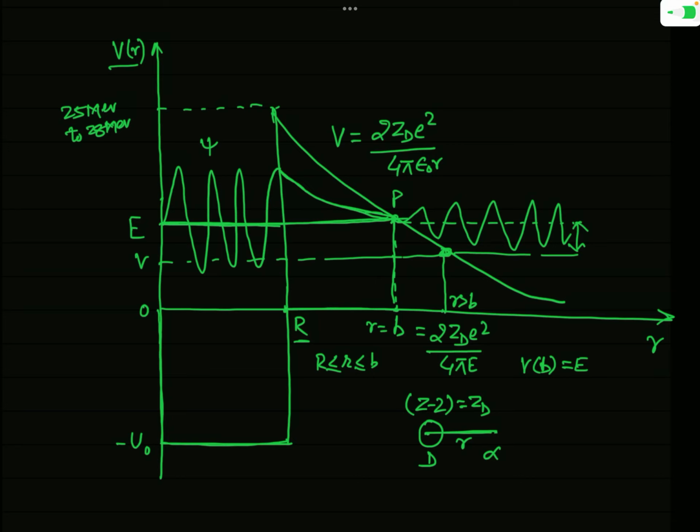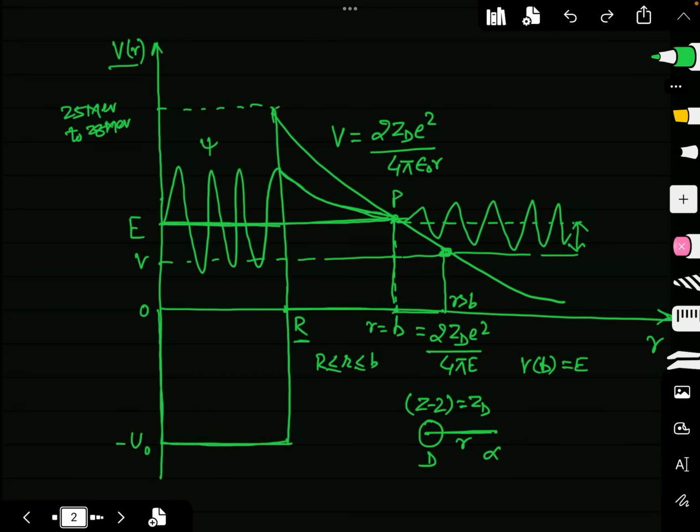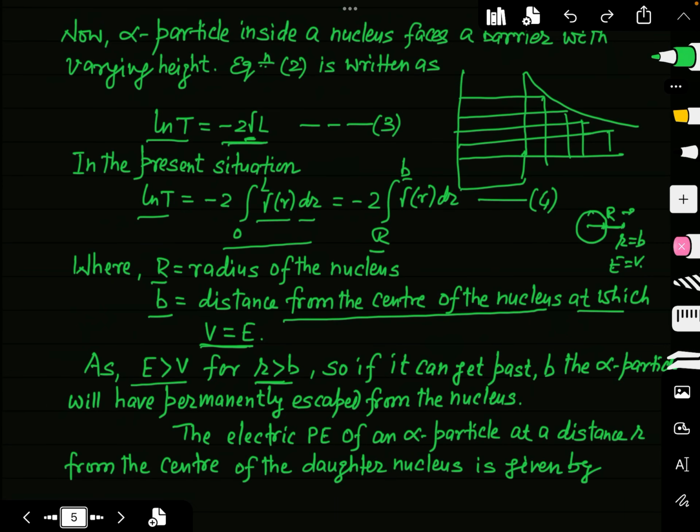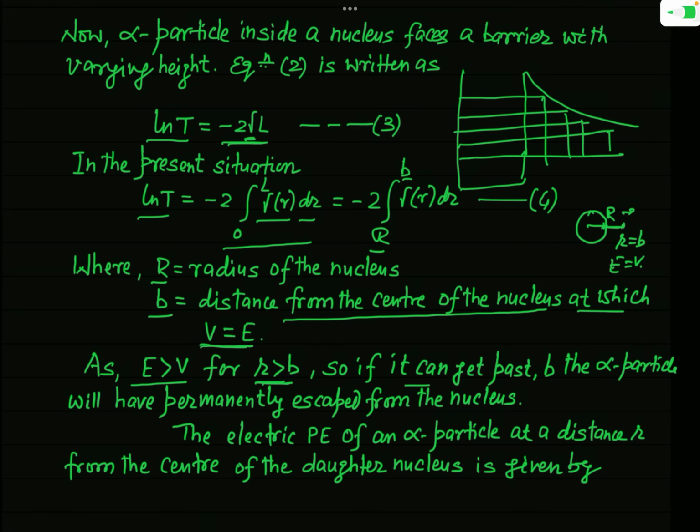So when the alpha particle lands in this region, which is R greater than B, even classical mechanics allows the alpha particle to escape from the nucleus. So I have mentioned it here that E is greater than V for R greater than B. If it can get past B, the alpha particle will have permanently escaped from the nucleus.